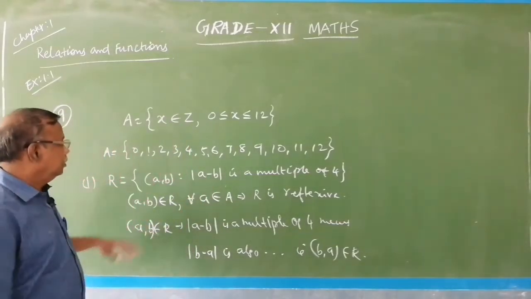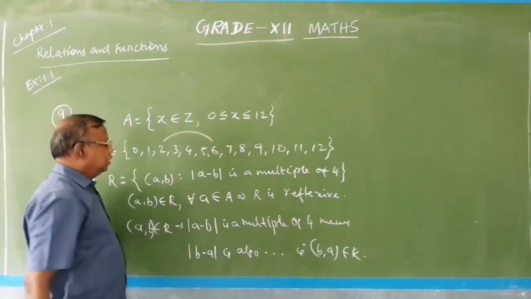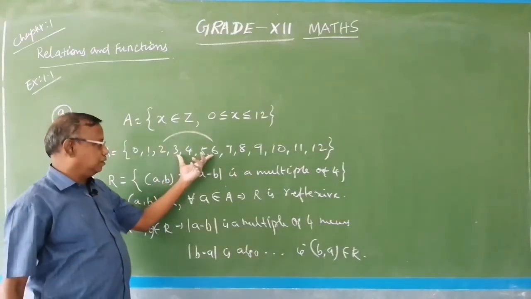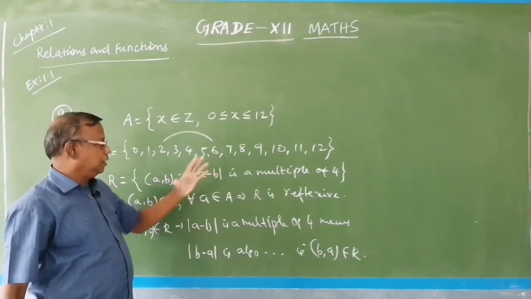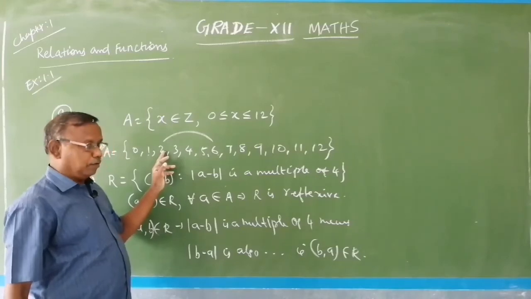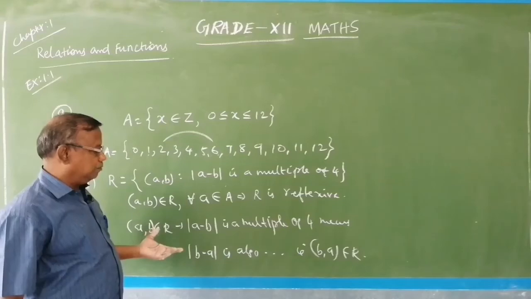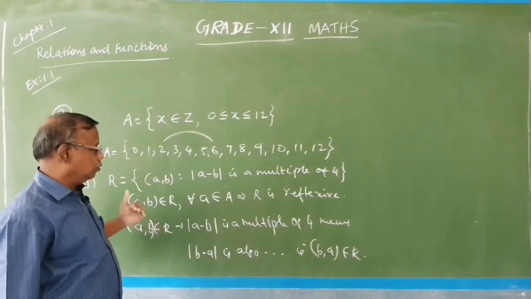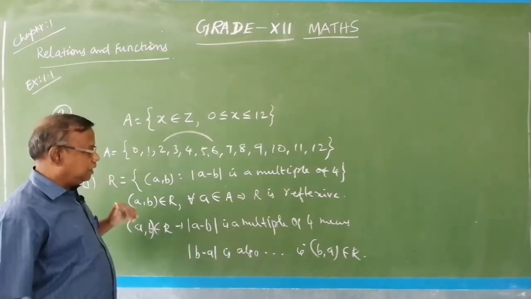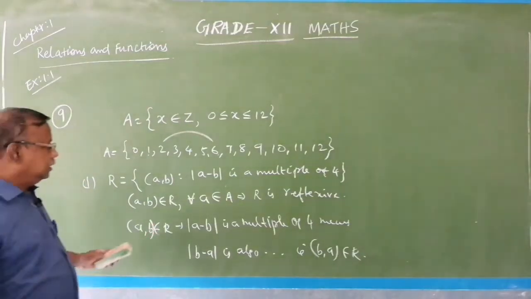See, 2 comma 6, modulus of 2 minus 6 equal to 4. 4 is a multiple of 4. Similarly 6 minus 2 is also 4. Therefore for every A comma B belongs to R, we have B comma A belongs to R. So both are multiples of 4. Therefore R is symmetric.